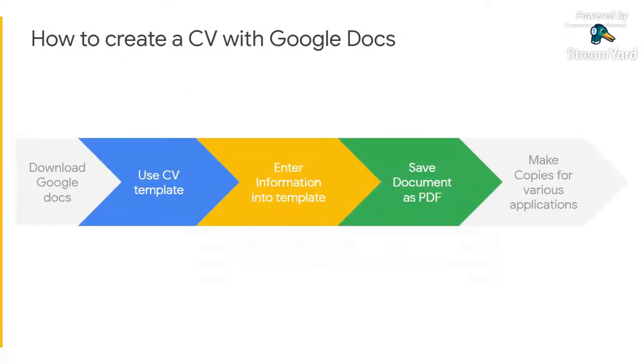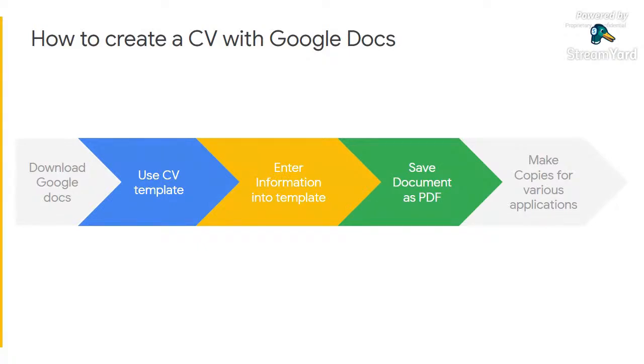Now, create a CV with Google Docs. You need to open Google Docs and use CV templates. There are several CV templates that are available online, you know. So you need to enter the information into the template, and then you would want to save the document as a PDF, and you want to also make copies for various applications. So you don't actually need to create it yourself. There are platforms online that can help you, with templates already created for you, and then you just need to fill in the information, and then you save, and then you apply to relevant companies, right?